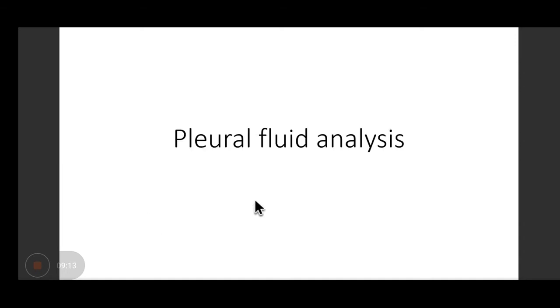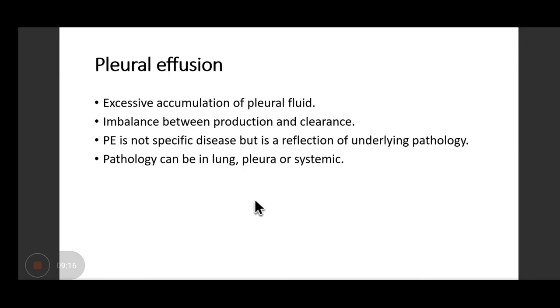Now coming on to pleural fluid analysis. So when do we analyze the pleural fluid? When there is pleural effusion. What is pleural effusion? It is the excessive accumulation of pleural fluid between the pleural layers. Okay. Now, why is there this excessive accumulation? There is either imbalance in the production or the clearance of the pleural fluid. Okay, so this is not a specific disease, but there are various underlying pathologies which lead to pleural effusion. Okay, so the pathologies could be in the lung, pleura, or through a systemic disease.